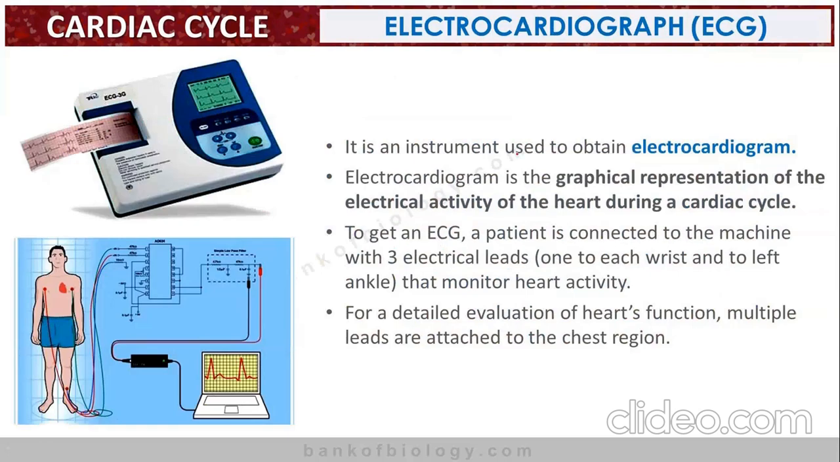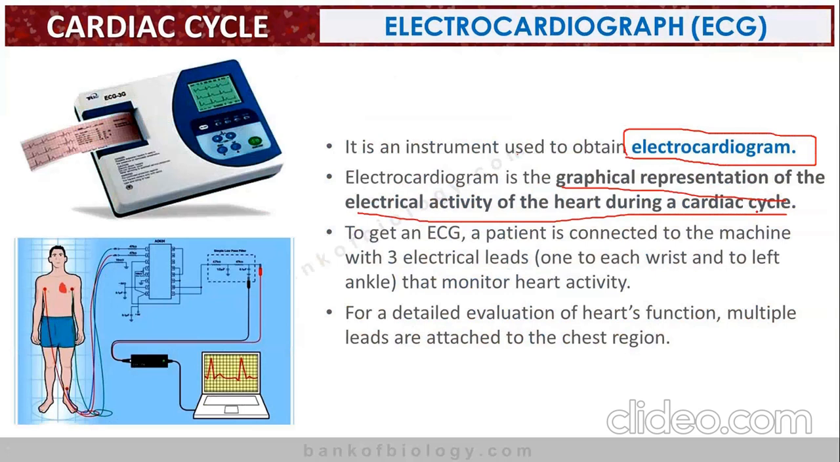Electrocardiograph. Electrocardiograph is an instrument that is used to obtain a reading called an electrocardiogram. This electrocardiogram is a graphical representation of the electrical activity of the heart during the cardiac cycle.